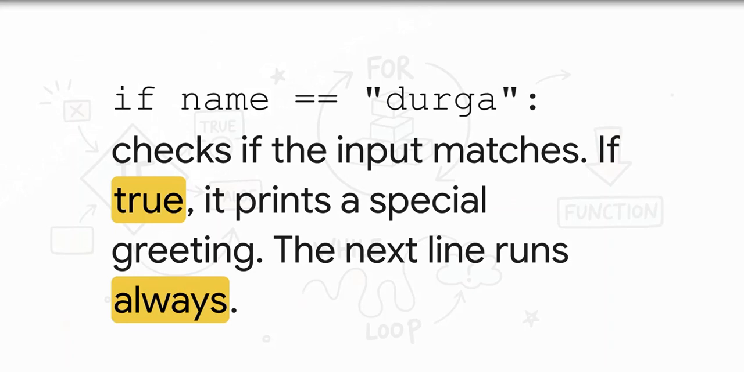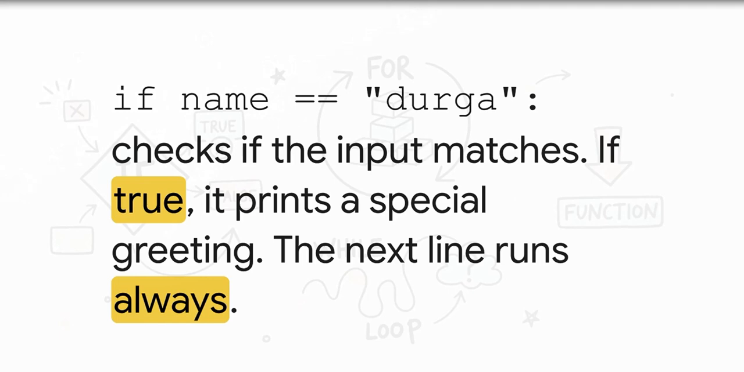Okay, let's see what this looks like in actual code. The first line asks the user for their name, but the second line is the important one. We have the if keyword followed by our condition. Name equals Durga. That double equal sign is super important. It's not assigning a value, it's checking if they're the same. If they are, the indented code right below it gets to run.